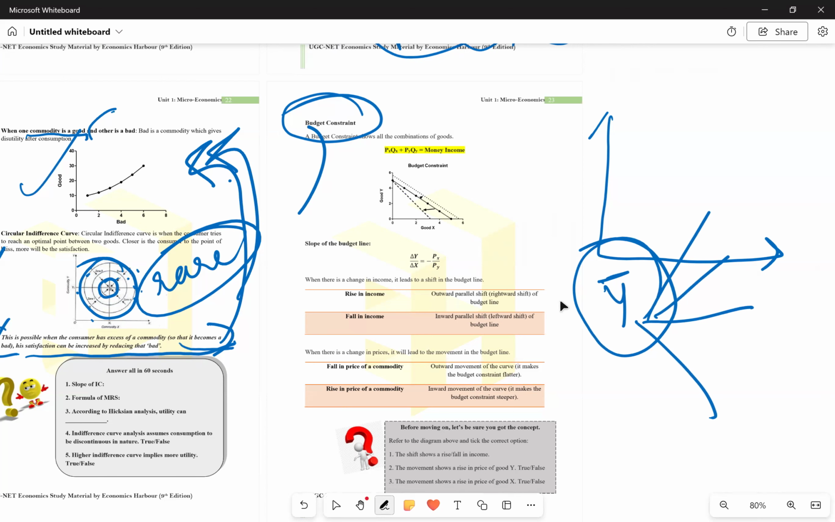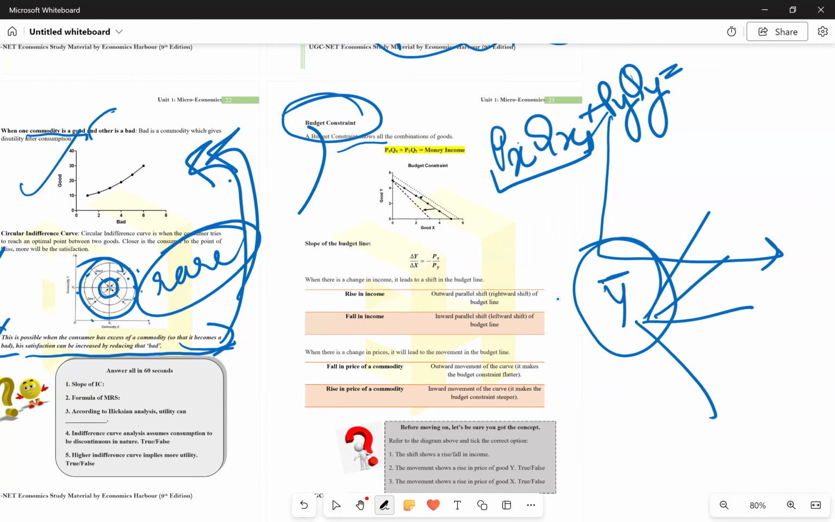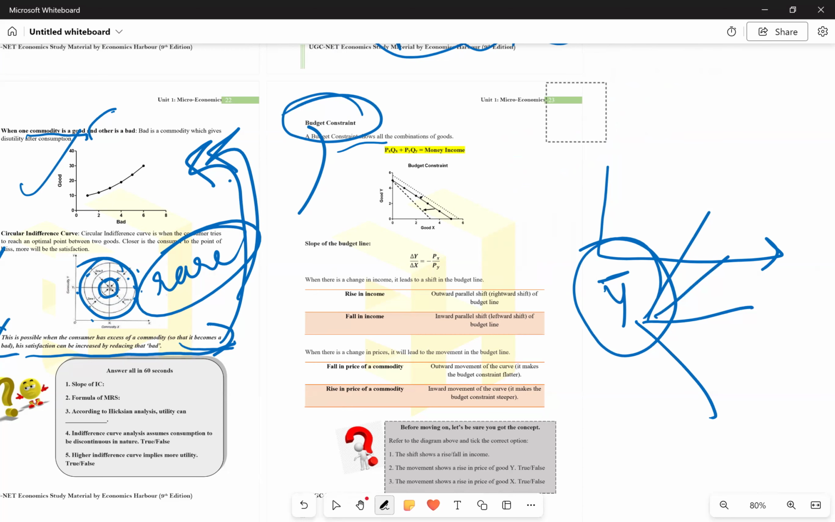So the budget constraint, we are taking here two goods for simplicity, is that you have PX into QX, that is the amount of money that is spent on good X, plus PY into QY, right? That is the amount of money that is spent on good Y, which is equal to your money income. Okay? Now, there are two possibilities in this case.